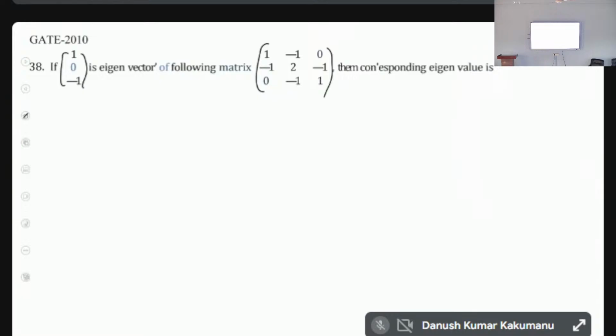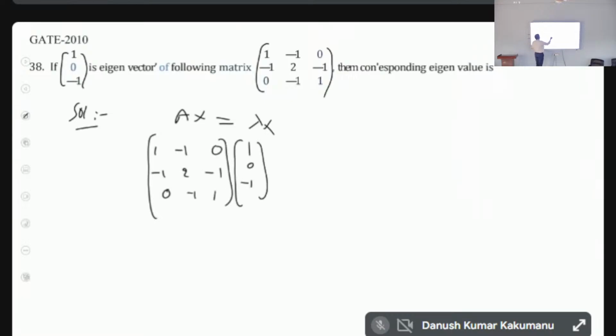1 0 -1 is the eigenvector of the matrix 1 -1 0, -1 2 -1, 0 -1 1. Then what is the corresponding eigenvalue? Ax equals lambda x. Multiply them. The first element is 1, the second element is -1 plus 1, which is 0, and the third element is 0 0 -1. So 1 0 -1, the same vector, is repeated.